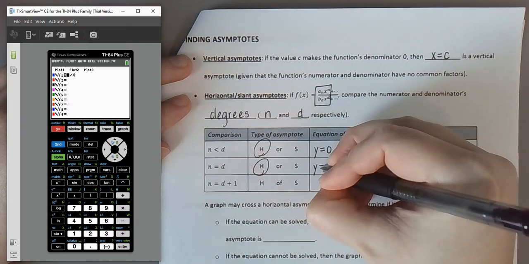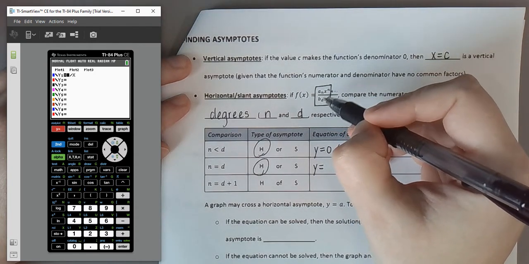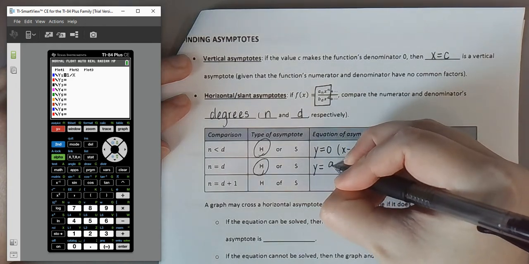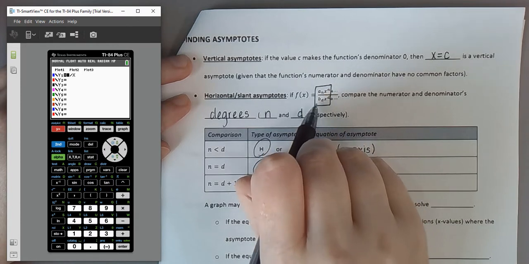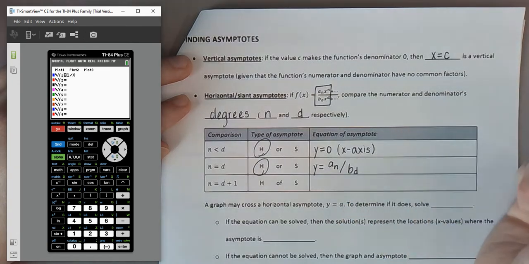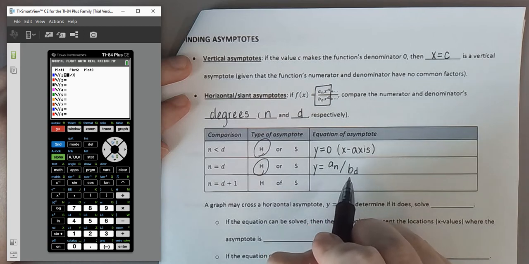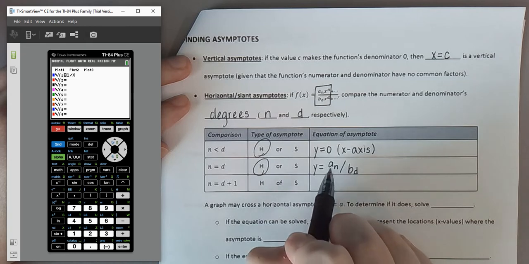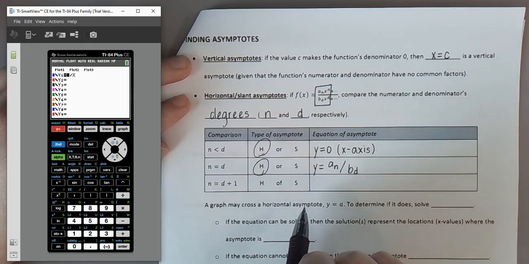It's going to be y equals, because it's a horizontal line, y is equal to whatever number we get when we take the ratio of the leading coefficients. So a sub n is what we're calling the coefficient in the numerator, and b sub d is what we're calling the coefficient in the denominator. These two values will be constant. We're taking them and dividing them, taking their ratio. Whatever value we get when we take their ratio, that's going to be the location of our horizontal asymptote. So y is equal to that number.